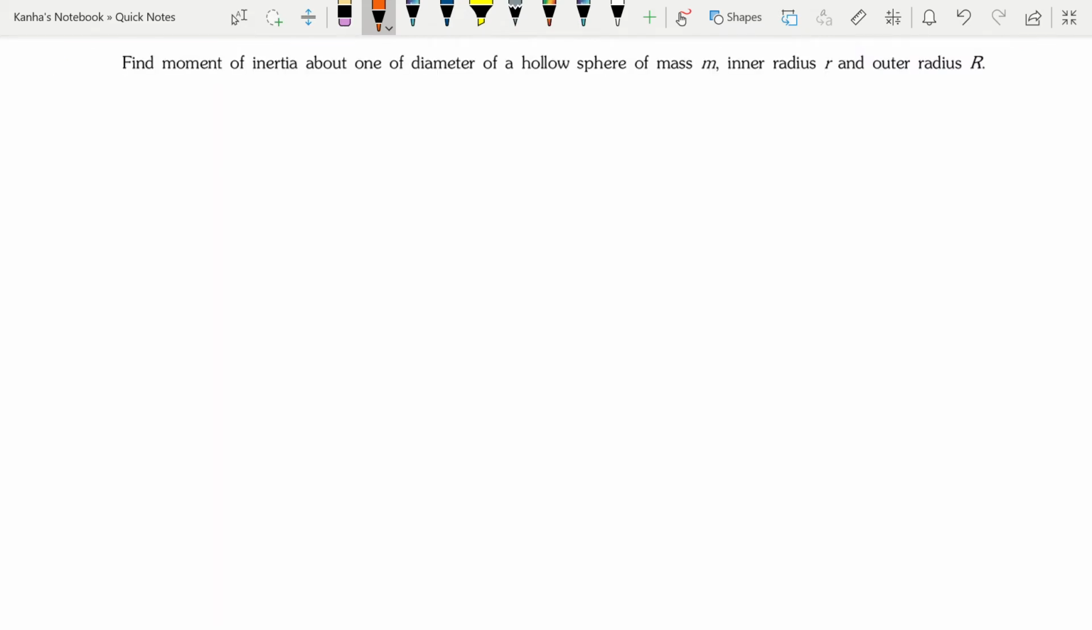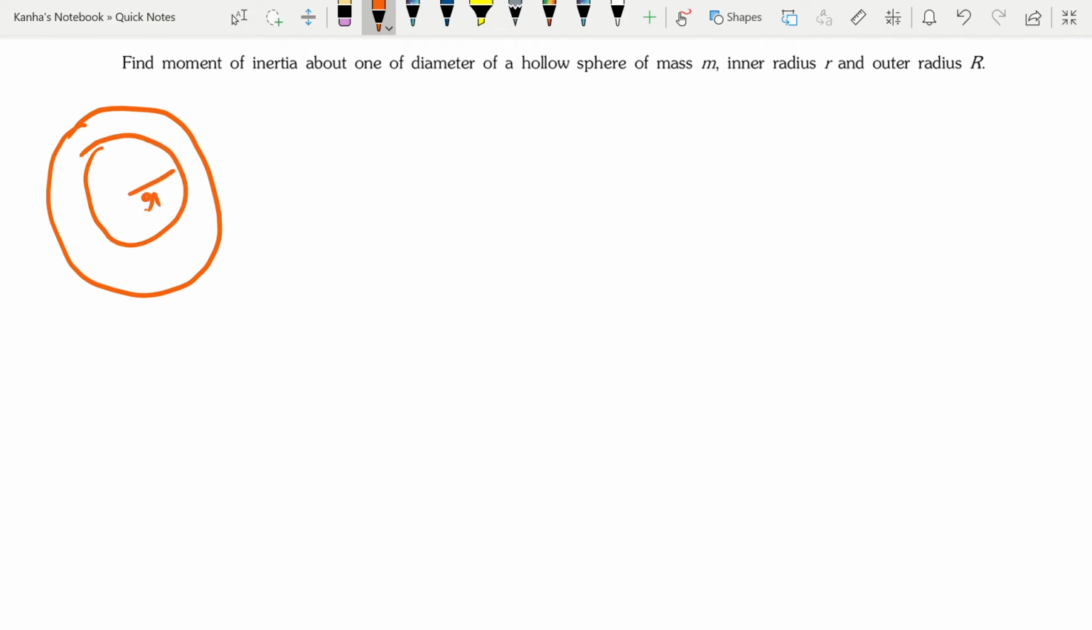Let us now take a quick look at another question. You're supposed to find the moment of inertia about one of the diameters of a hollow sphere of mass small m, inner radius r and outer radius capital R. This is a hollow sphere, inner radius is small r, outer radius is capital R. Here all the mass is there, but in the center there is nothing.